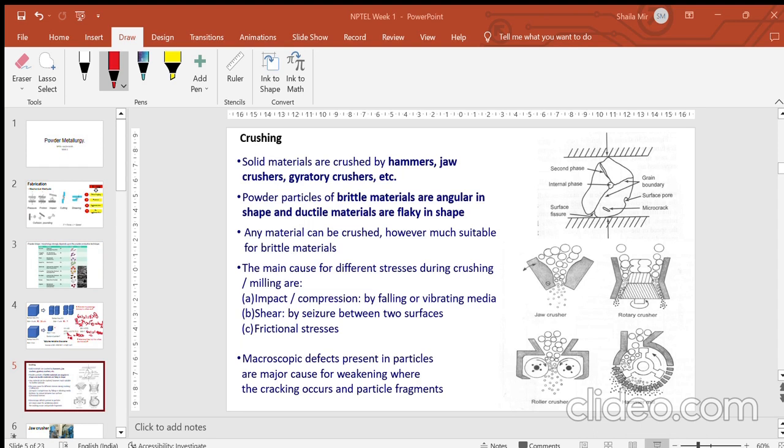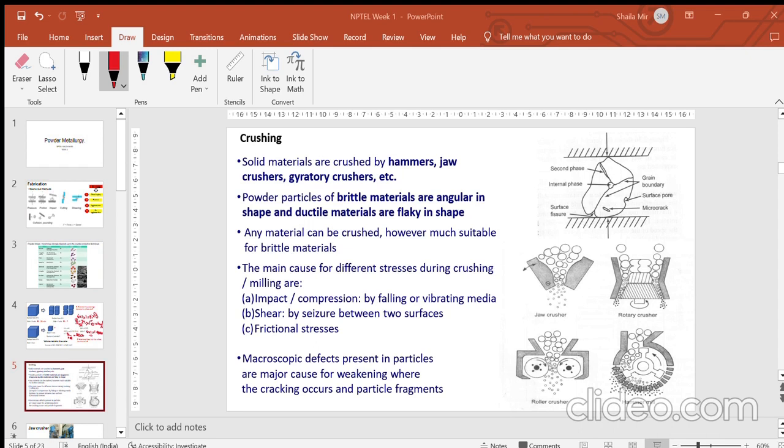So the powder particles differ when you are going to crush a brittle material and a metallic material. Say, for example, the brittle material, when you are subjecting it to crushing, it will break down into angular shapes because it has a tendency to break. It has high amounts of defects and high chances for the energy to transmit.